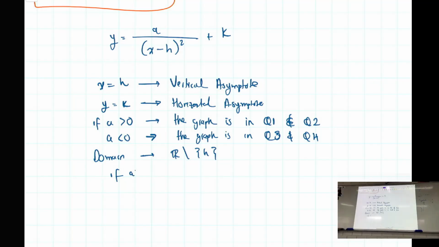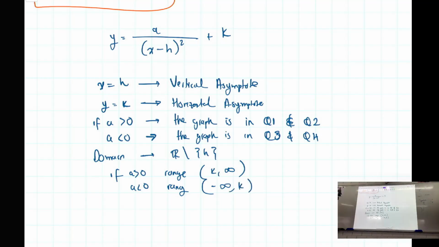Again, if a is more than 0, the range would be k comma infinity. But if a is less than 0, the range would be minus infinity comma k. Those are just rules for us.